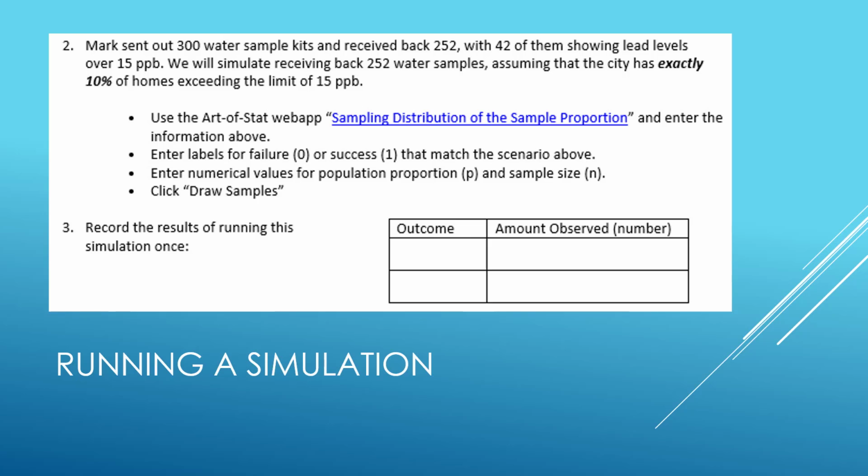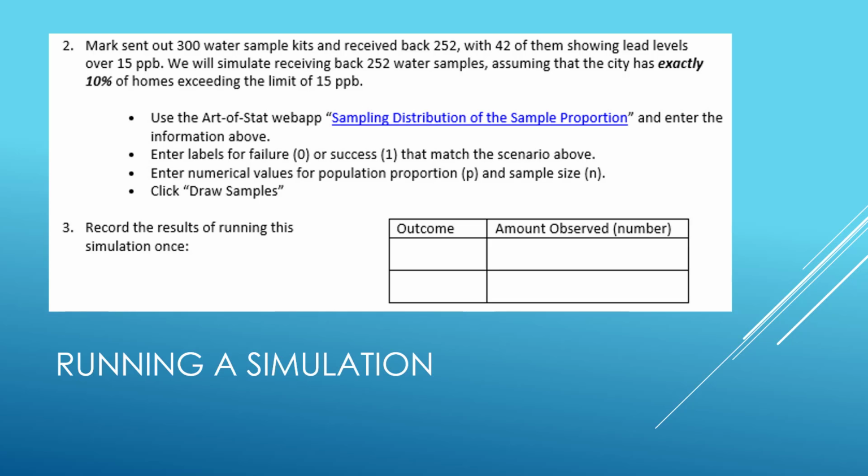We will simulate getting back 252 samples, just like he did, assuming though that the city has exactly 10% of homes that are exceeding that limit. So we're going to start with that assumption, and the information that I have here shows you how to use the Art of Stat web app. Put a little note to yourself, and again, you will get both the Word file and the PDF file if you need to make changes to this based on the technology that you use in your class. That's perfectly fine.